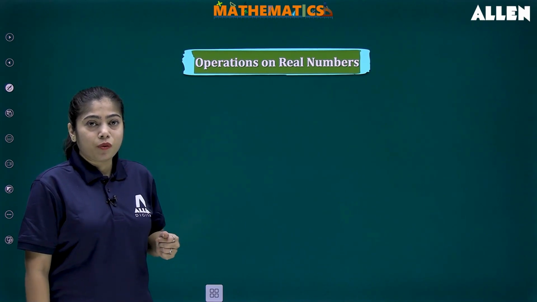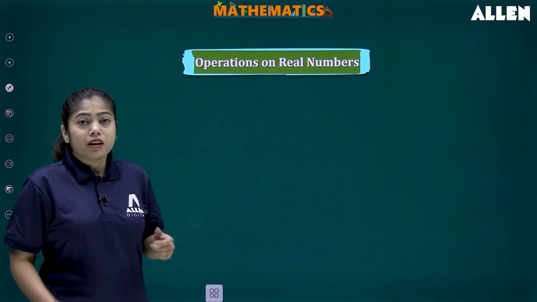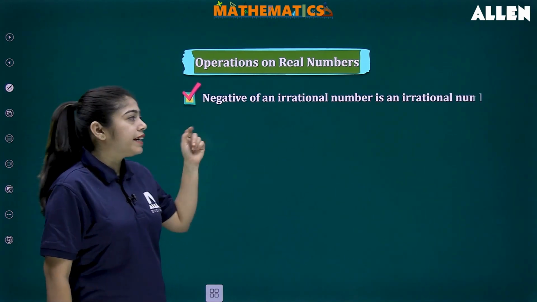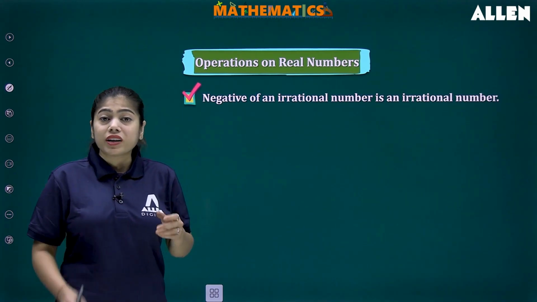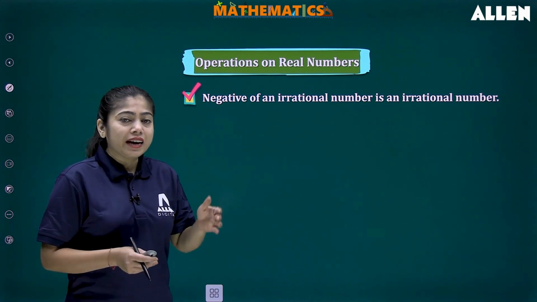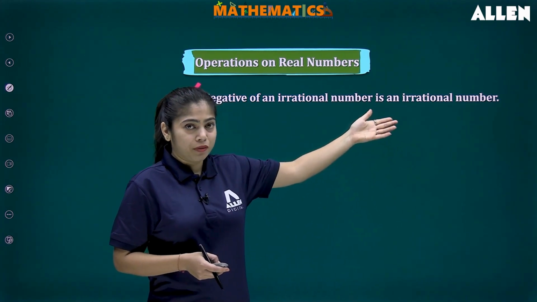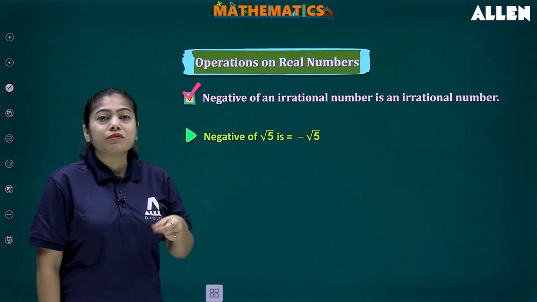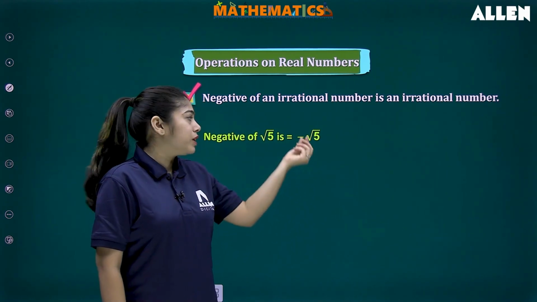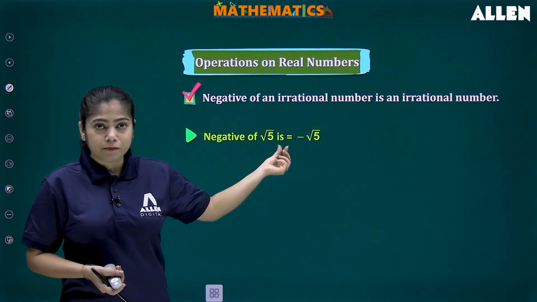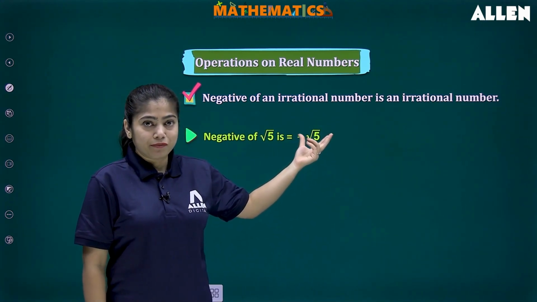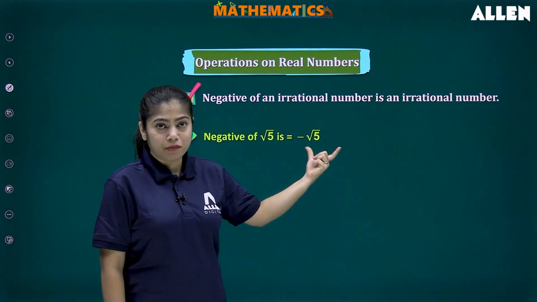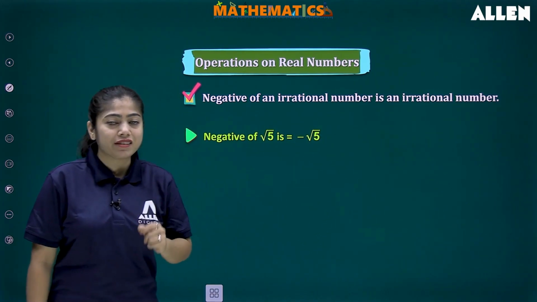Now class, let us move on to operations on real numbers. But before that, let us see some important points. Over here, the first one is negative of an irrational number. So what is negative of an irrational number? That number is also an irrational number here. For example, if I want to write negative of root 5, how can we write it mathematically? Simply by putting a minus sign before root 5. So this is negative of root 5, minus root 5, right? So this number is also an irrational number, right? Minus root 5 is an irrational number.